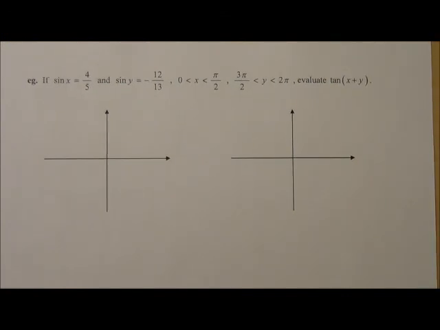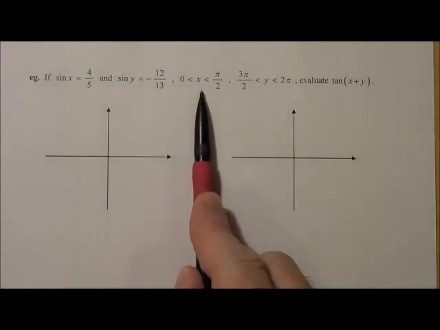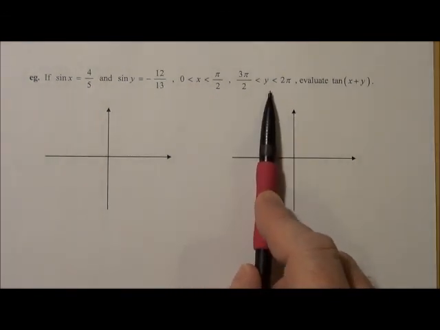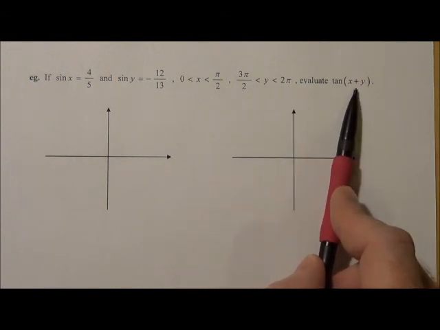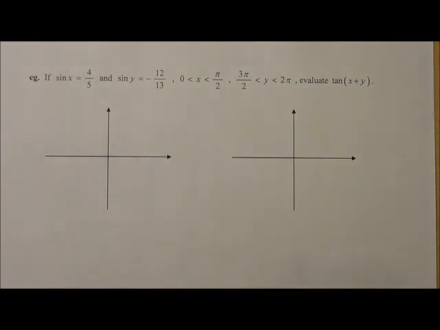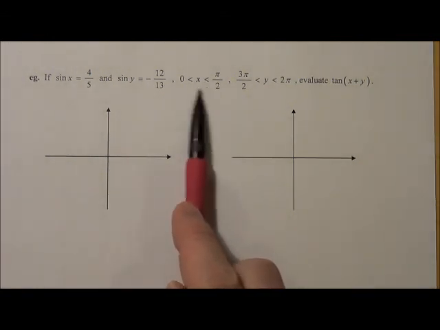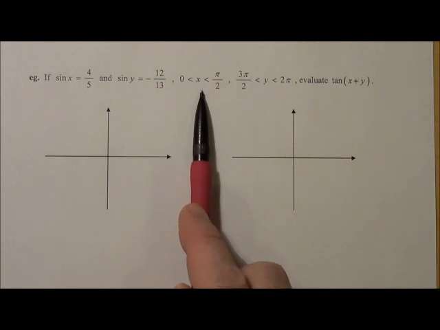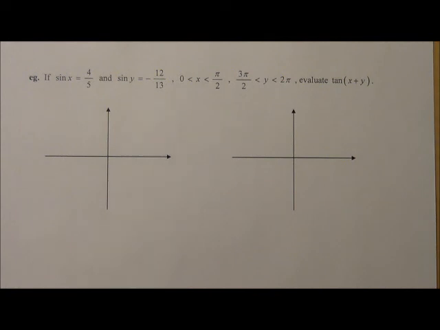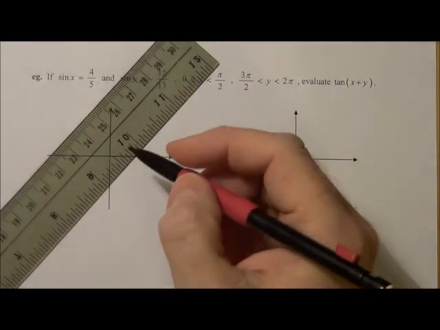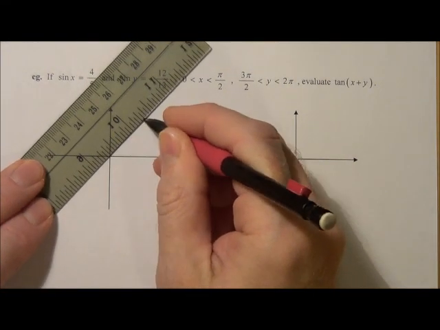So we're given that sine of x equals 4 over 5 and sine of y equals negative 12 over 13, where x is between 0 and pi by 2, and y is between 3 pi by 2 and 2 pi. We need to evaluate the tan of x plus y. So the sine of x equals 4 over 5, where would that go, keeping in mind this stipulation here? Okay, so the angle is going to be in here. I suppose I should be using a ruler for good mathematical form.